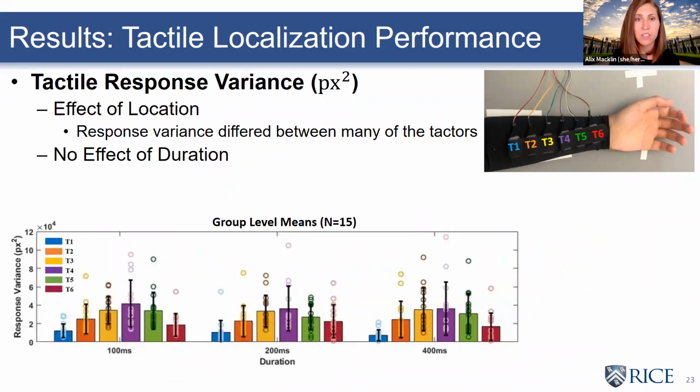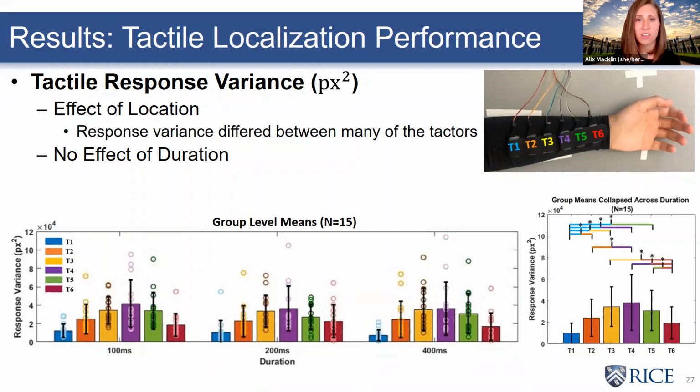The next thing we assessed was how the variance in response to each cue varied with respect to tactor location as well as duration of the cue. Again, each column shows the results for each duration condition. Tactor location significantly affected the response variance to the tactile cues. However, this did not differ based on duration.